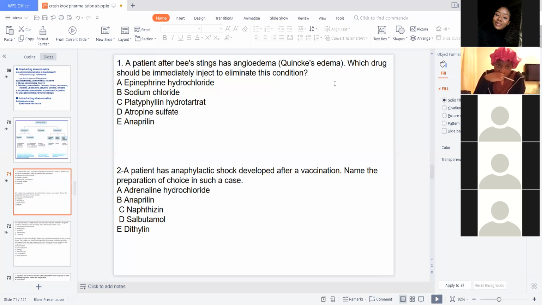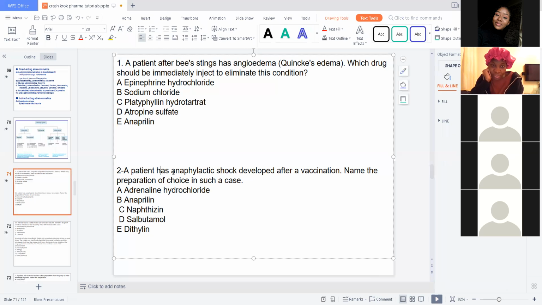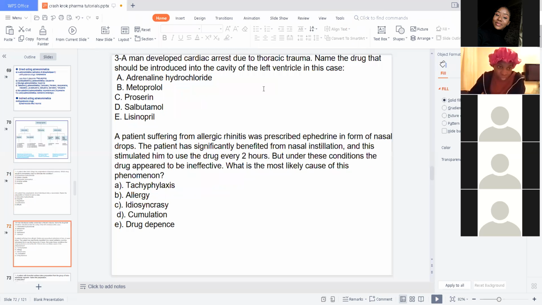Okay, next question, Agnes. A patient has anaphylactic shock developed after a vaccination. Name the preparation of choice in such a case. Adrenaline hydrochloride. Yes, that's correct. Good job. Joshua.